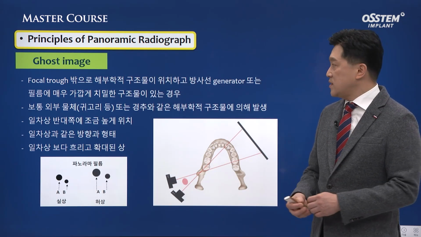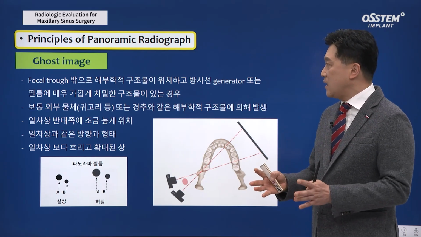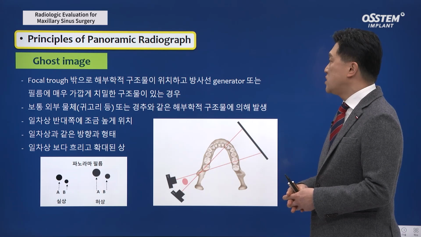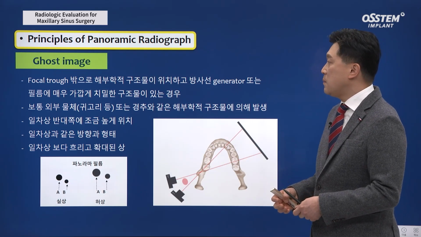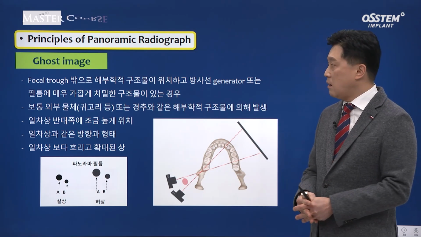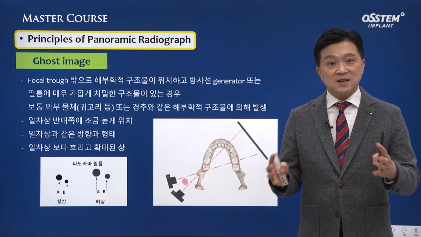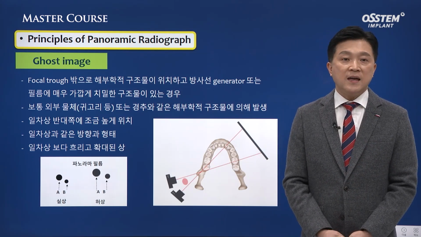As we all know, there can be ghost images, and this is in the case where there is an anatomical structure outside the focal trough and where a very dense structure is very close to a radiation generator or film. Ghost image refers to a blurred image of a structure that is shown on the other side of the original position.